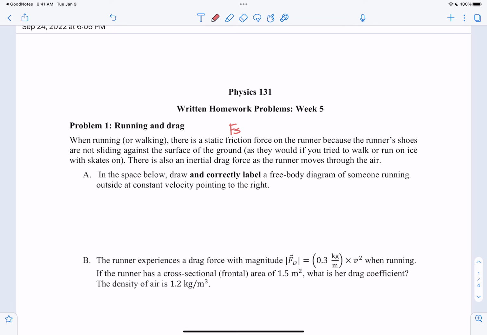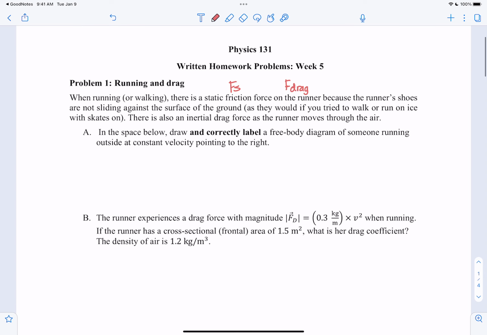And there's also an inertial drag force, so F drag, and we don't necessarily put like an I or a V to indicate, actually, well, yeah, we kind of do, I guess. So F_V is like viscous drag, I'm pretty sure, and then if you want to put F_i for inertial, it's up to you. So we have F drag, and that's inertial, right?